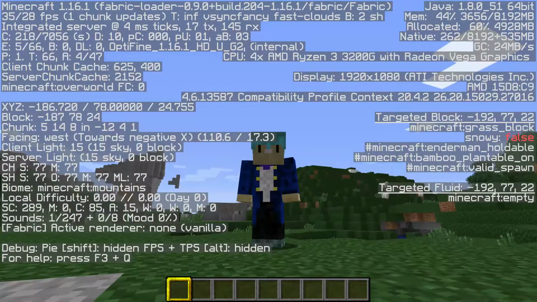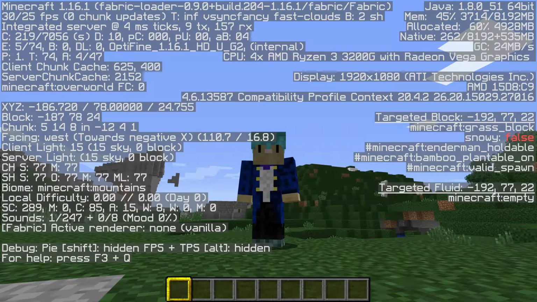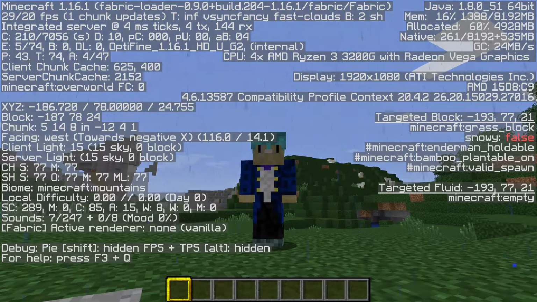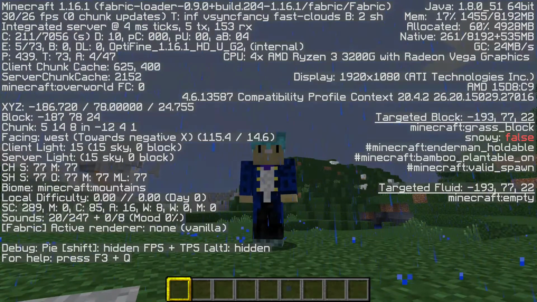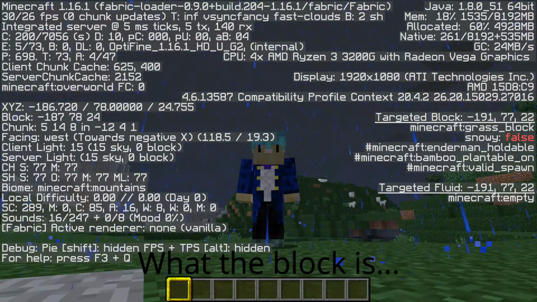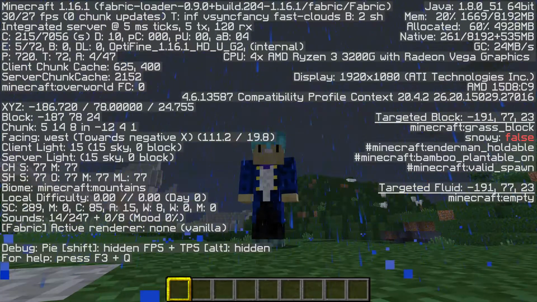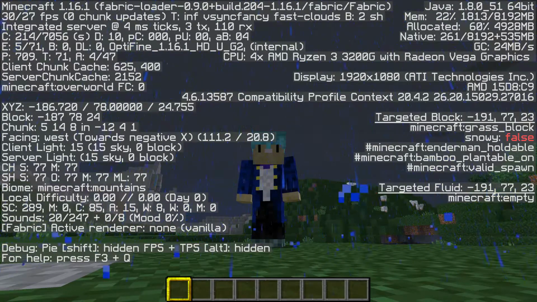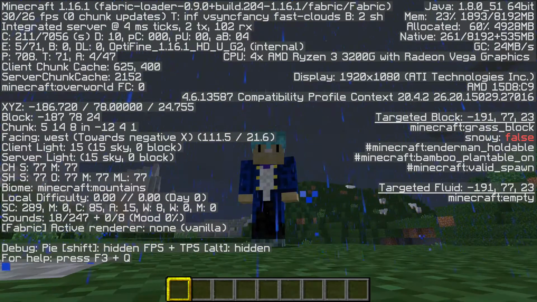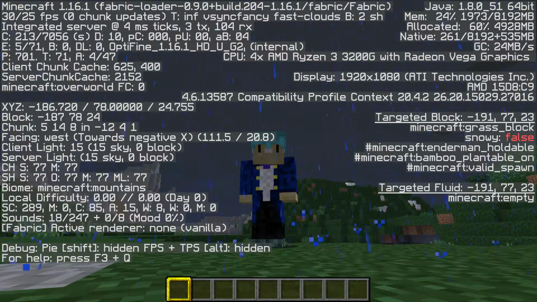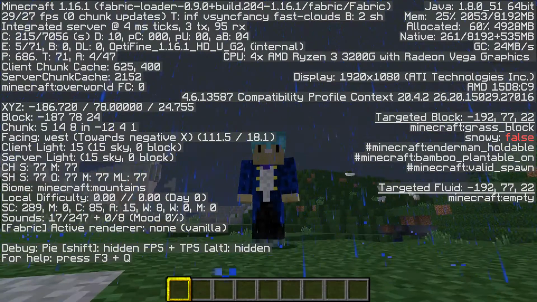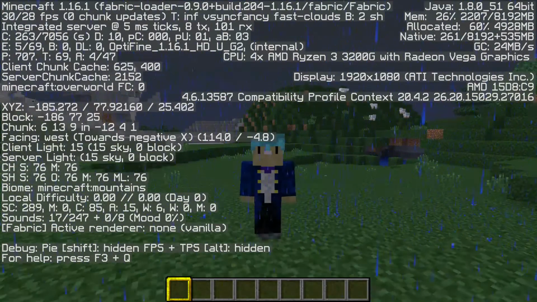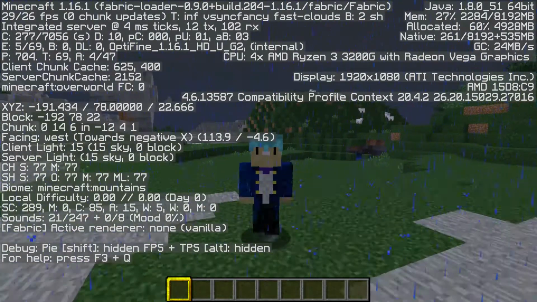Now if we look at a block we can see the targeted block appears, and that shows us the X, Y and Z coordinates of the block we're looking at rather than the block we're stood on. Underneath that it tells us what the block is. In this case it's a grass block. It's not snowy because that's set to false. It is a block that an enderman can hold, and we can also plant bamboo on it, and it's a valid spawn block. So unless it's lit up to prevent spawns, it will otherwise spawn a mob on it.